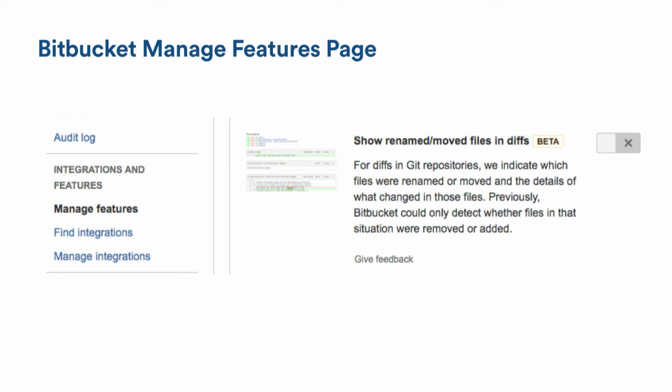This is the Manage Features page in Bitbucket, and it has a list of experimental features that you can turn on and off. I believe there's only one that's public right now, which is this one, and it shows renamed and moved files in diffs. So sometimes when someone changes a file name or moves it, you just see huge blocks of red and green code, and you don't know if anything else in the contents of the file actually changed. But with this feature, it shows you a percentage of how much the file is still the same.